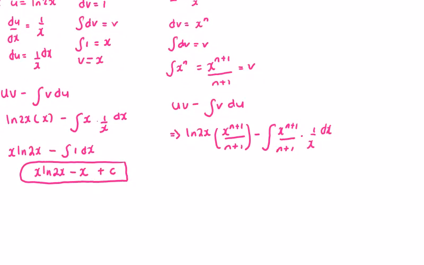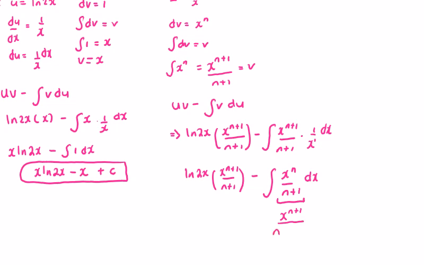So how does this tidy up? We're going to have ln 2x times x to the power of n plus 1 over n plus 1. It's obviously going to be in terms of n, minus, well, let's simplify this first. This is x to the power of 1 on the bottom, so we bring it up. On top, we're just going to have x to the power of n over n plus 1 dx. So we now need to integrate x to the power of n over n plus 1, which will become x, increase the power by 1, divide by the new power. Well, there's already an n plus 1 on the bottom, so it's going to be n plus 1 times n plus 1.